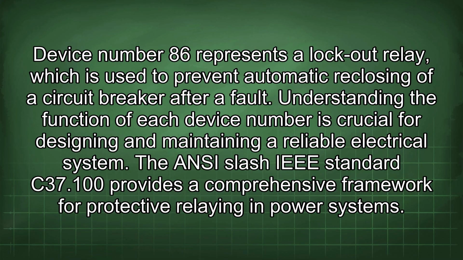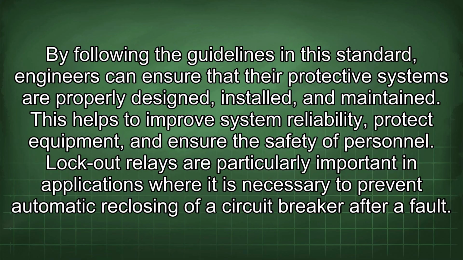The ANSI/IEEE standard C37.100 provides a comprehensive framework for protective relaying in power systems. By following the guidelines in this standard, engineers can ensure that their protective systems are properly designed, installed, and maintained. This helps to improve system reliability, protect equipment, and ensure the safety of personnel.